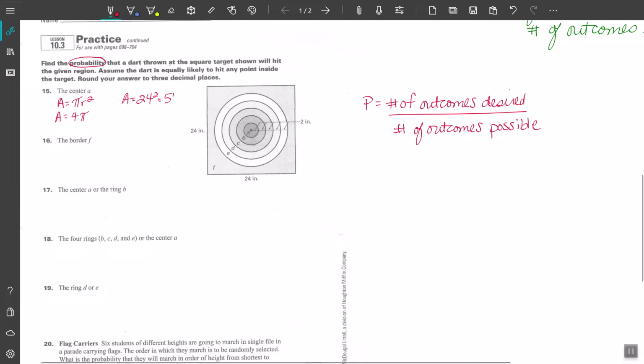Okay, or 576. All right, so we have the area of our circle. That's our desired outcome. We have the total number of outcomes possible in this 576. So we're going to set 4 pi as our numerator, 576 as the denominator, and then when we divide that out, we will get 0.022. So this is the probability of the dart hitting the center circle. So you can see how low that is in comparison to hitting the whole square.